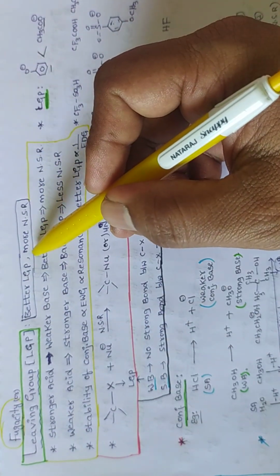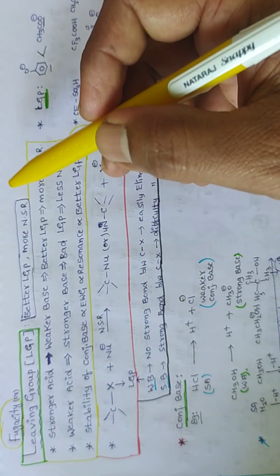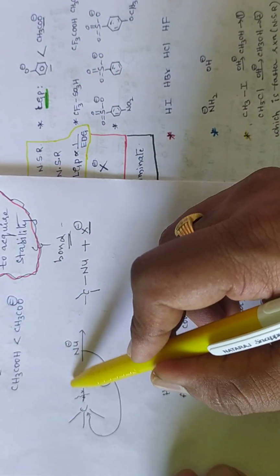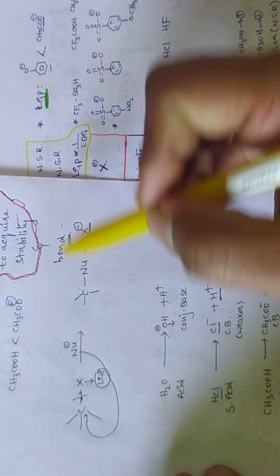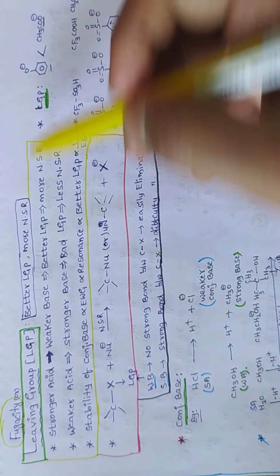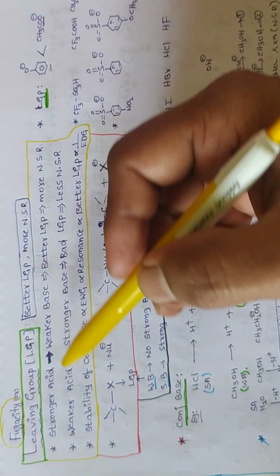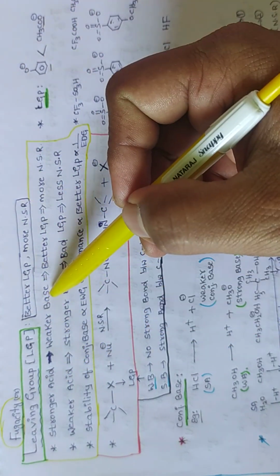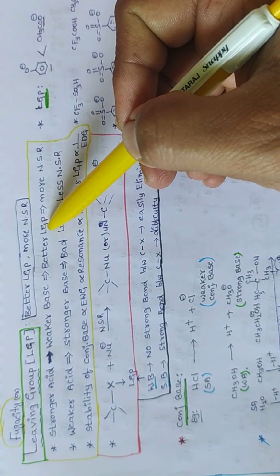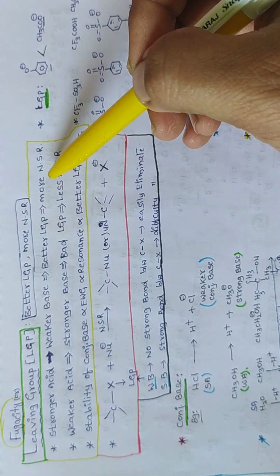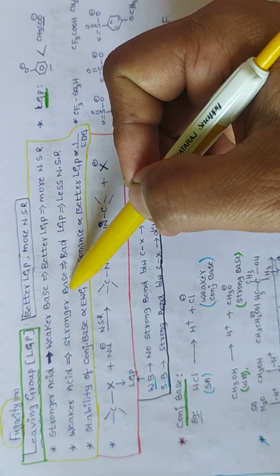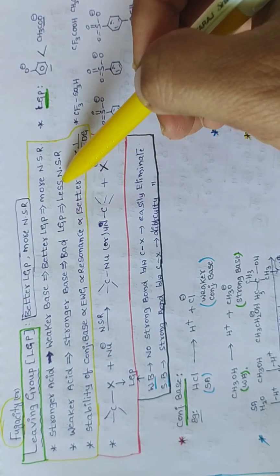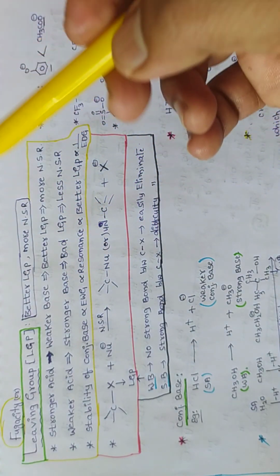The better the leaving group, the more nucleophilic substitution. If it leaves faster, then substitution happens. Next, which is the better leaving group? The stronger the acid, the weaker the base, the better the leaving group, and the more nucleophilic substitution reaction. The weaker the acid, the stronger the base, the worse the leaving group, and the less nucleophilic substitution reaction.